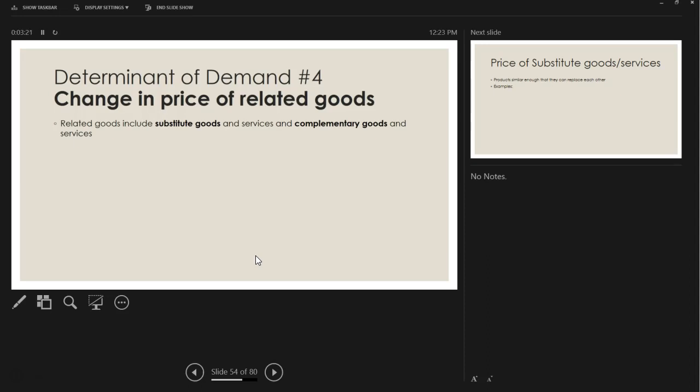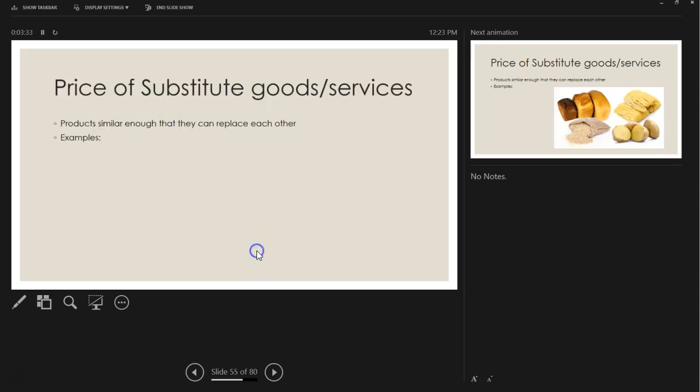Okay, another determinant of demand. Change in price of related goods. So first we need to define some of these related goods. And what we mean by related goods are substitute goods and complementary goods. So we'll start with substitute goods. When there's a change in price of substitute goods.